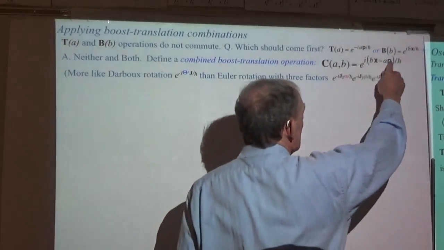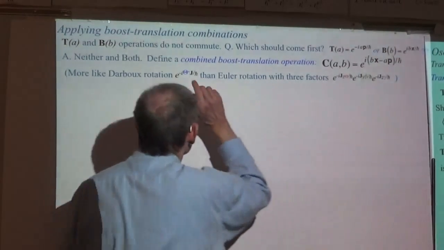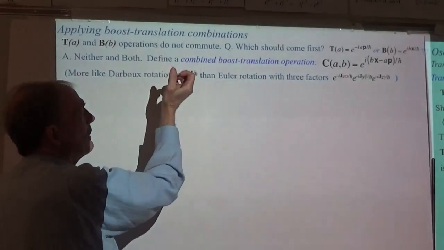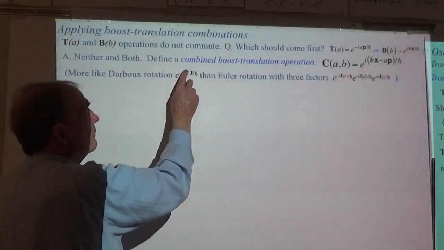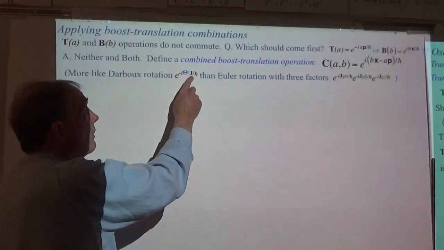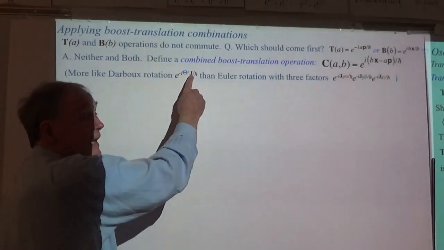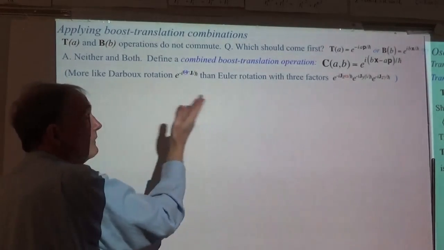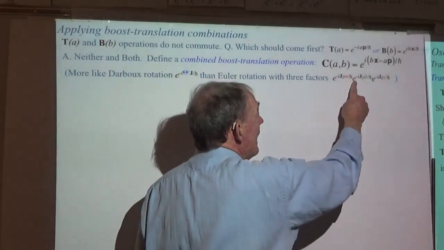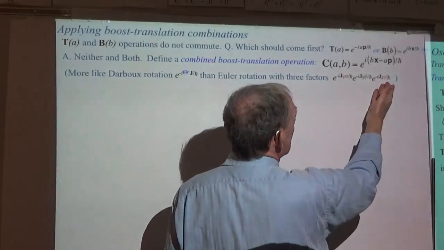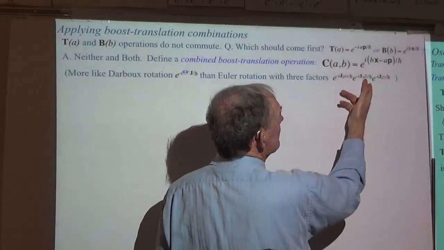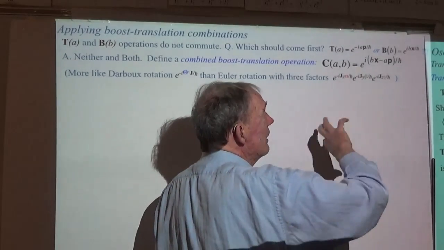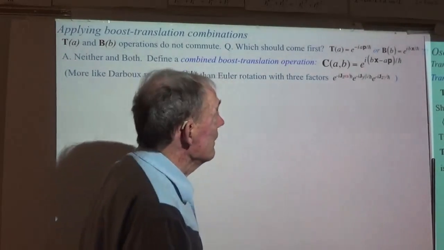This right here, where you do all the combination in the exponent, is what we had when we did the Darboux rotations with the crank. The crank had 3 components, right? And they multiplied a generator J, angular momentum. Whereas when we did Euler rotation, we had 3 factors. First we did gamma with a z, then we did beta with a y, and then we came back with a z again to do alpha, the final dial setting of the azimuth, right?